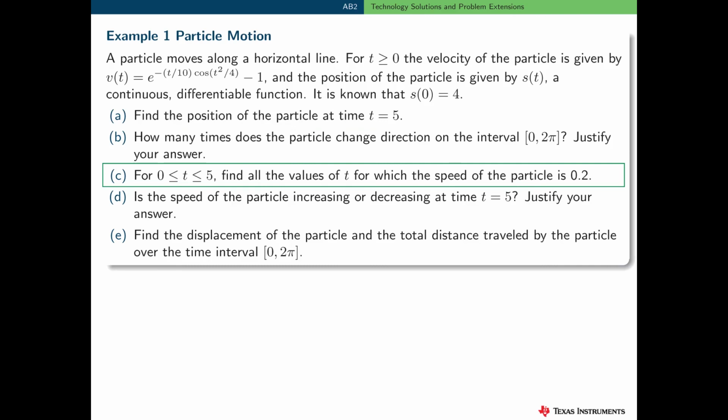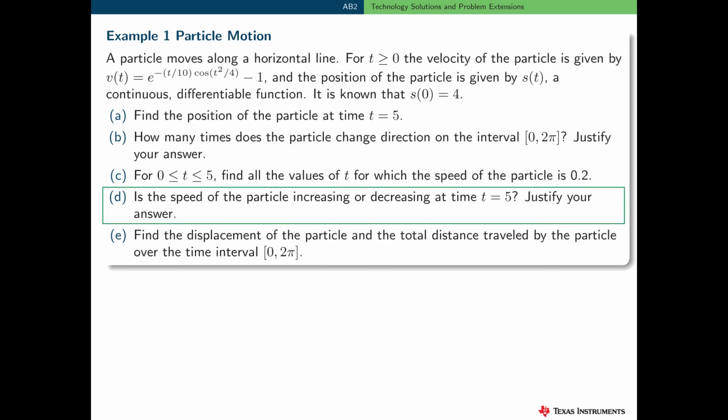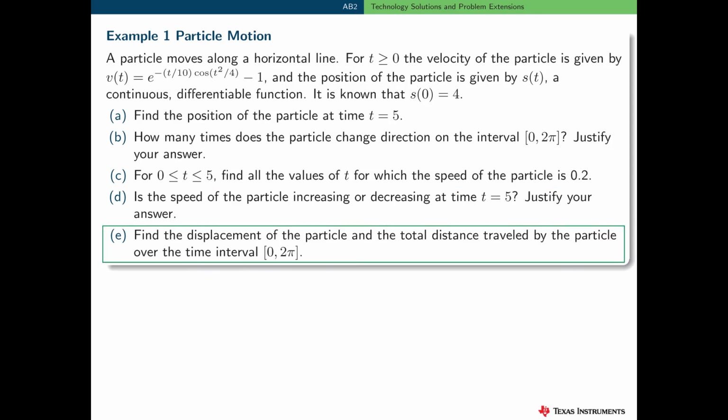In part C, find all the times in the given interval at which the speed of the particle is 0.2. And part D asks another question about speed. Is the speed increasing or decreasing at time t equals 5? And finally, in part E, find the displacement of the particle and the total distance traveled by the particle over the interval 0 to 2 pi.